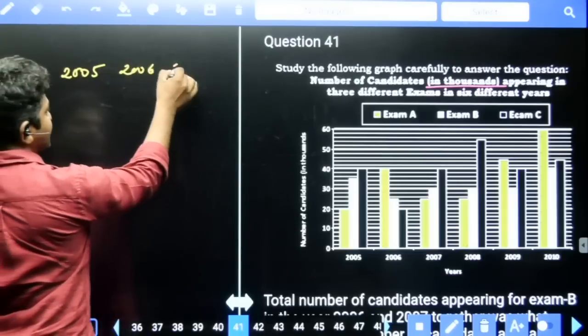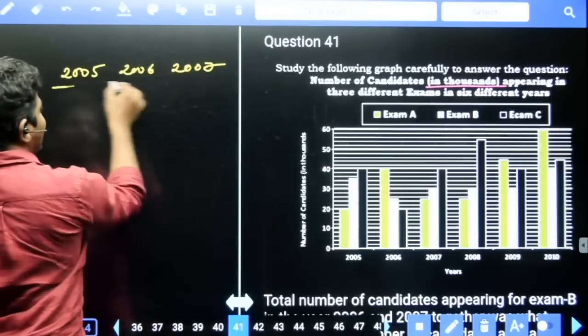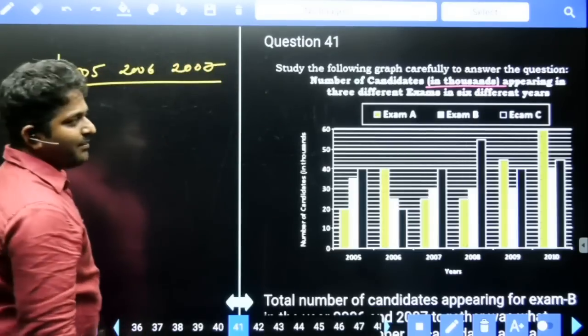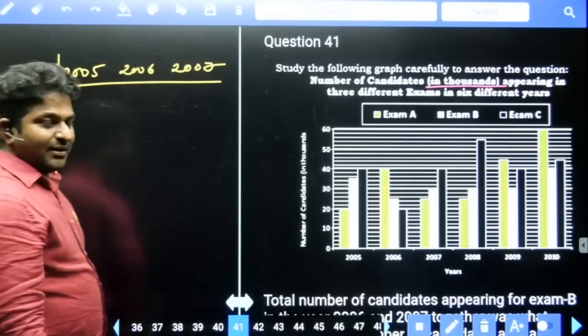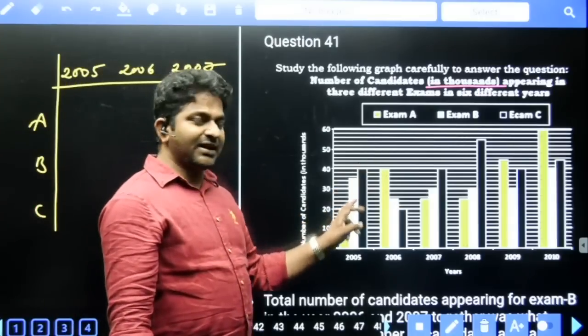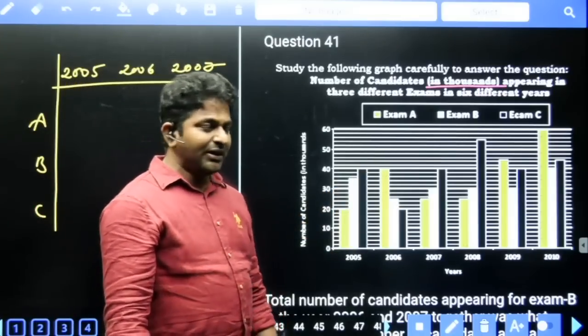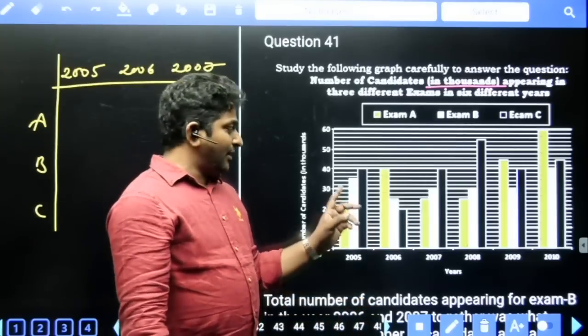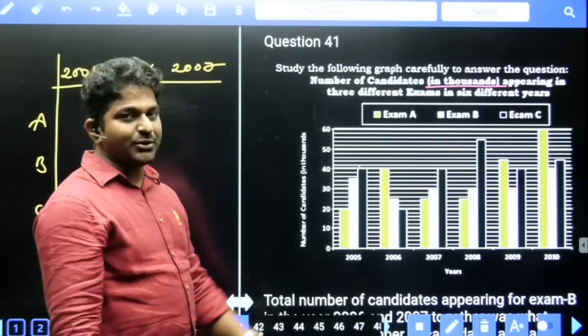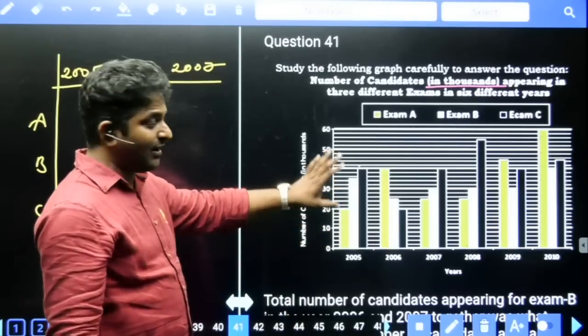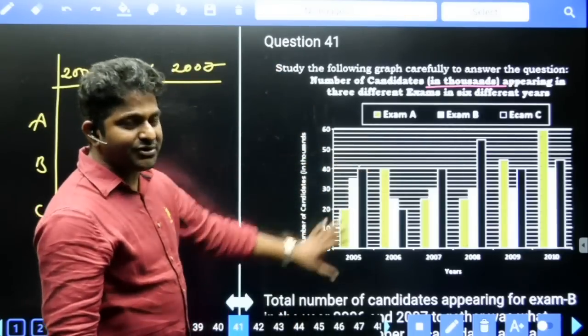2005, 2006, 2007, 2008, like that. And then exam A, B, C are there. So vertically I'll write exams A, B, C. Because if respective numbers are given for every bar image, then you don't have to convert. Because numbers are not mentioned here, only the x-axis values comparison with y-axis values are given. You must convert data given in bar chart to table.